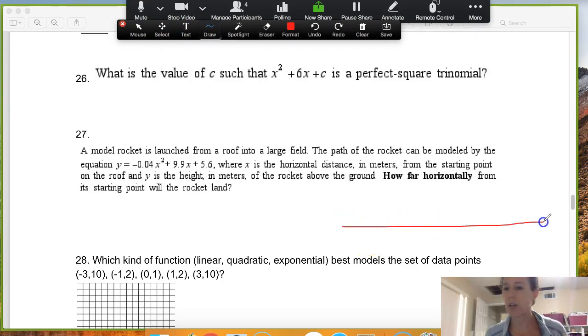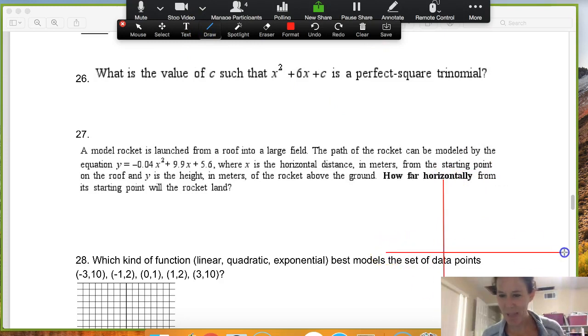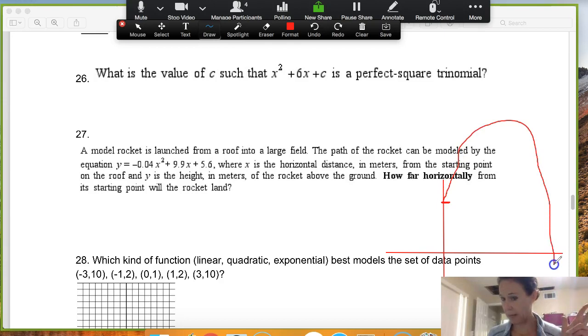Guys, always good to draw yourself a little picture, okay? So I'm going to give myself a little axes. If I'm launching a rocket from a roof, I'm not going to be launching it from the ground, from a roof. So I'm up here, okay? My rocket's going to go up and come back down, right? This is what I'm looking at. The horizontal distance, x, is in meters. The height, y, is in meters too, okay?